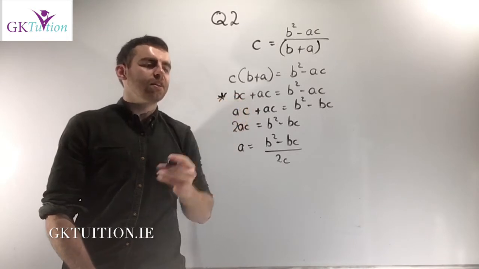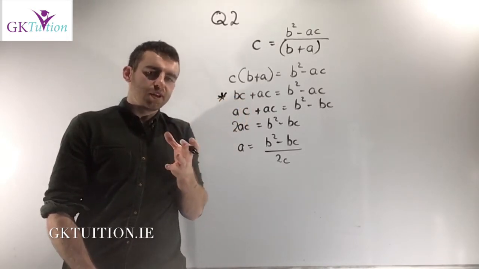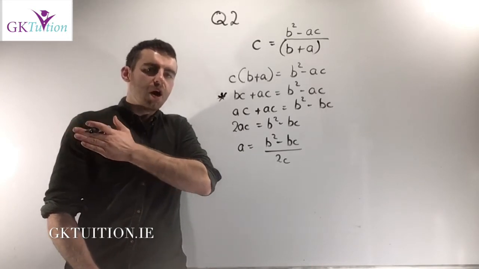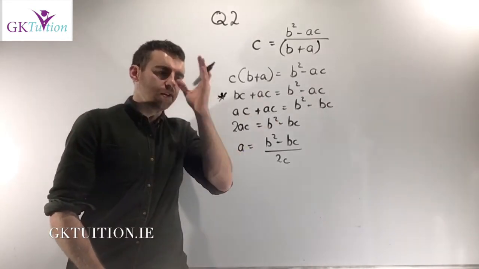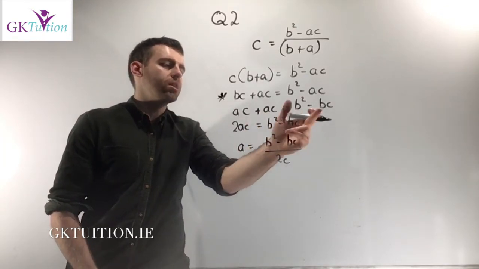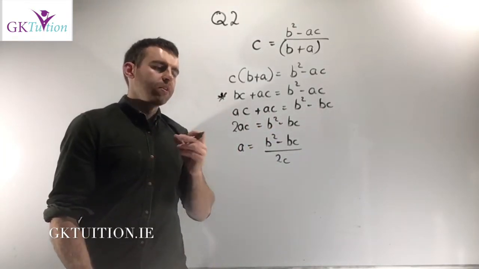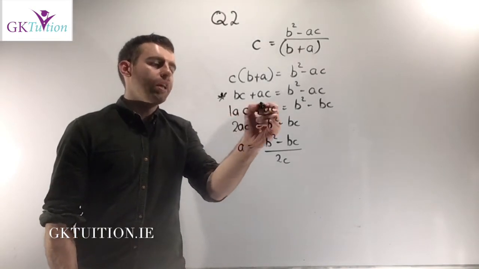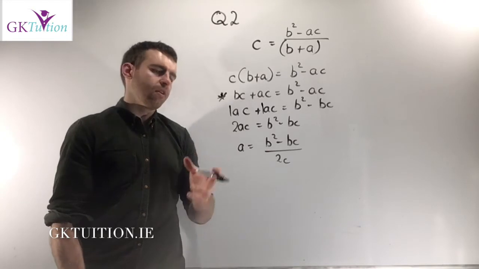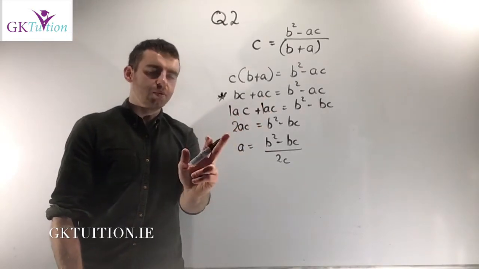And at this stage, the logical thing to do, since I'm trying to isolate a, was to bring all the terms with an a to one side of the equation, all the terms without an a to the other side of the equation. When I did that, I ended up with ac plus ac equals b squared minus bc. I noticed then that this is 1ac plus 1ac. These are clearly like terms that I can add together. 1ac plus 1ac gives me 2ac.